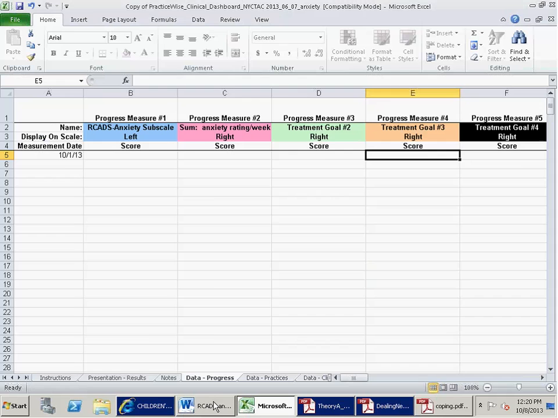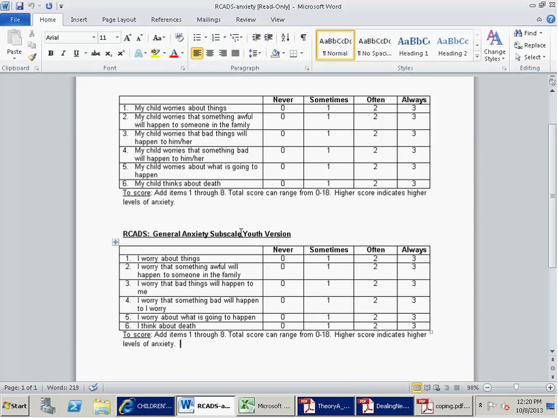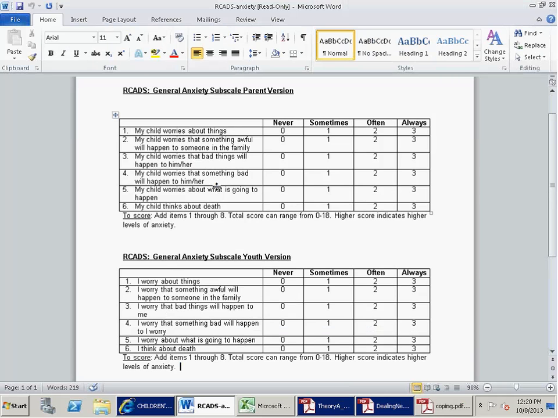And so this is the RCADS version that we've given for you to use with your children and adolescents. It's pretty simple. The top one is for the parent or caregiver, and the bottom is for the youth. Basically, it's pretty much the same exact questions. Whether the person worries about things, the answers are never, sometimes, often, or always, okay? And so you add up the scores at the end.